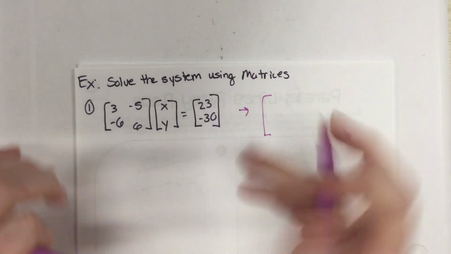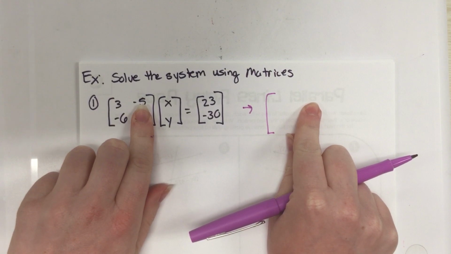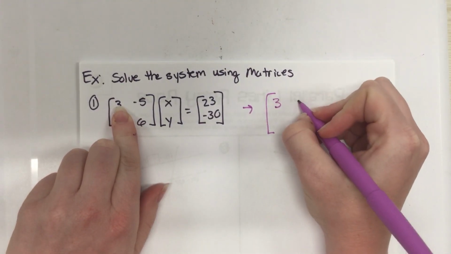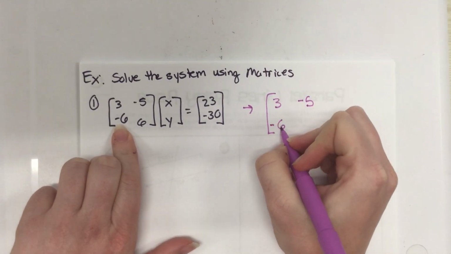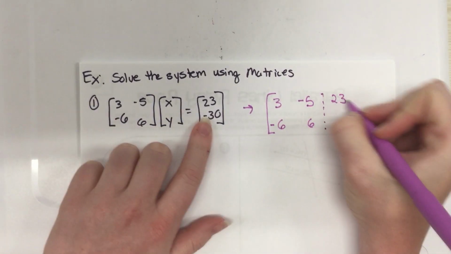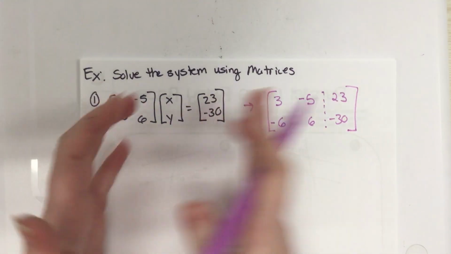For me, I just see it visually. You guys will get the hang of it. This is my x and y of my first equation. So in my equation, it'd be 3x minus 5y. Okay, this is my x and my y of my second equation. Negative 6x plus 6y. And my answers: it equals 23 or negative 30. Okay, so that's how I'm going to translate this into here.